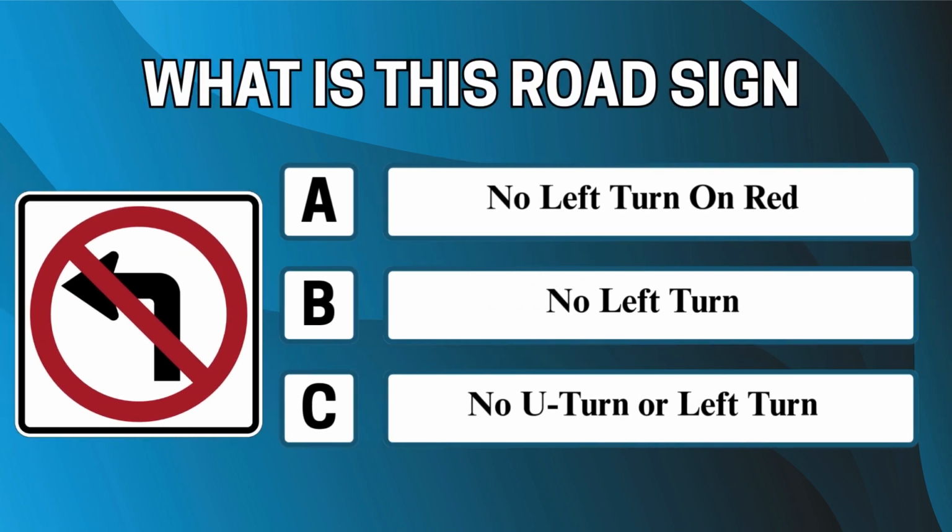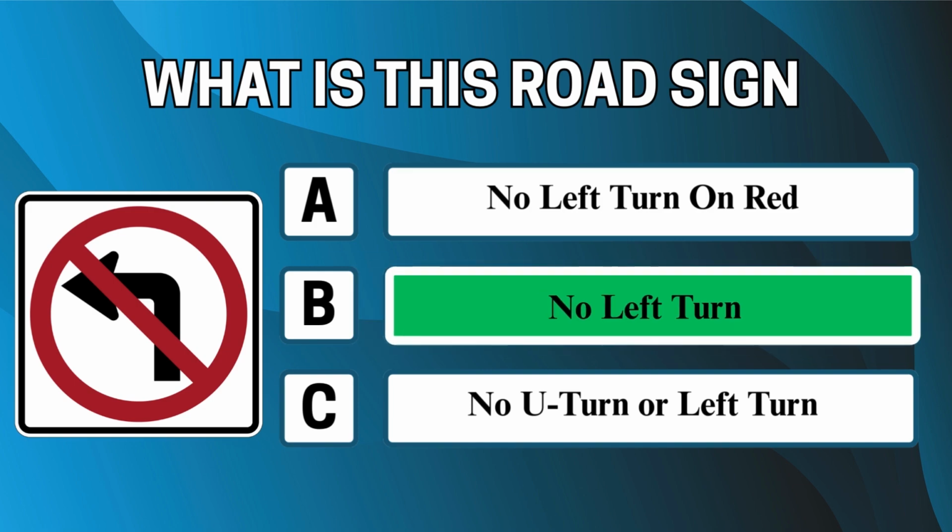What is this road sign? A. No left turn on red. B. No left turn. C. No U-turn or left turn. Correct, this is the no left turn sign.